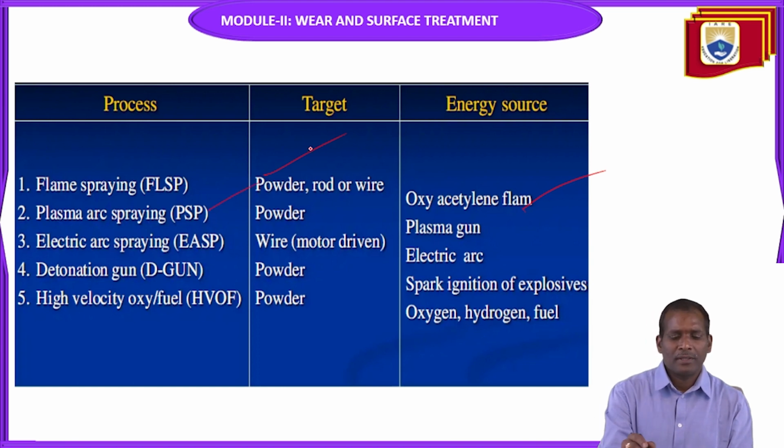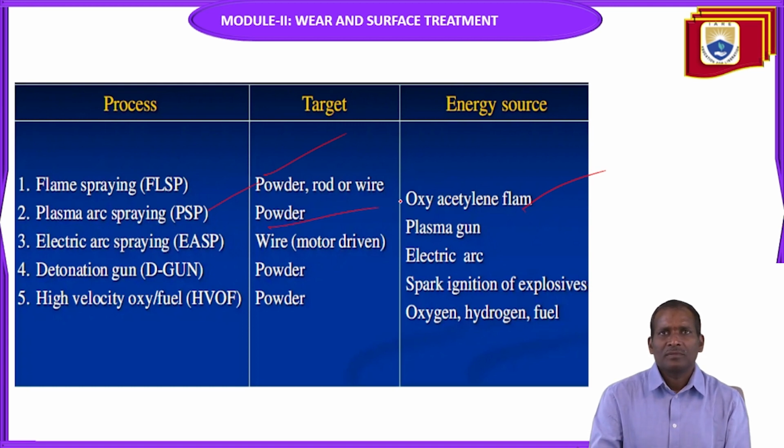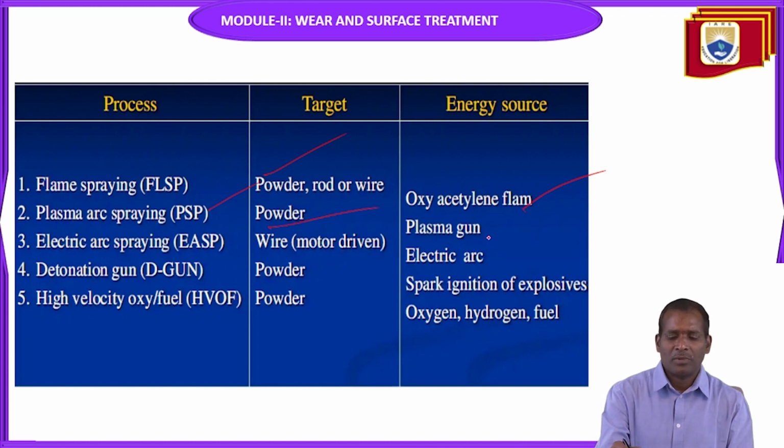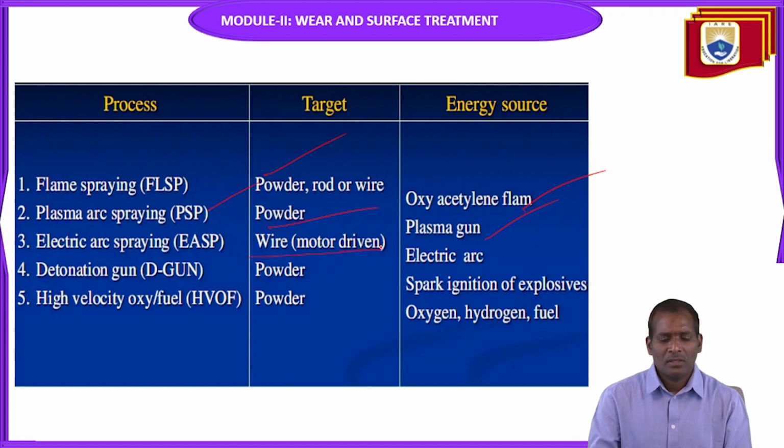Plasma arc spraying: the target here is powder, not in the form of rod or wire. Only powder is taken in plasma arc spraying. The energy source here is a plasma gun. Next, electric arc spraying: the target is wire, and the energy source is electric arc.